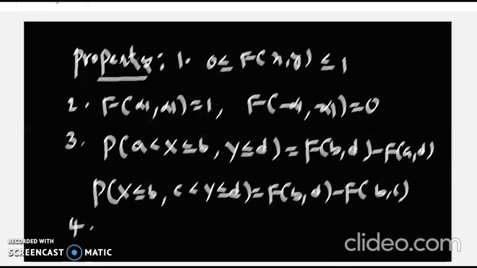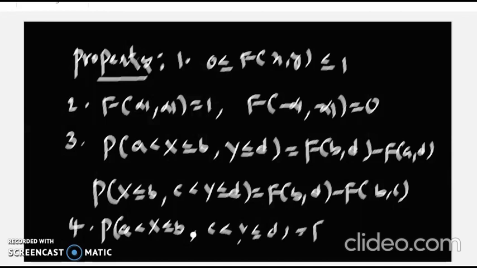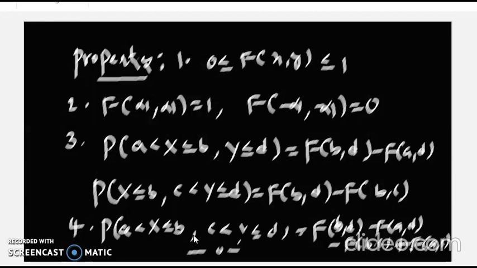And the last property, the fourth one, is the probability of x lying between a and b and y lying between c and d. Then we have the formula capital F of b comma d minus capital F of a comma d minus capital F of b comma c plus capital F of a comma c. This is about bivariate random variables definitions. Thank you.